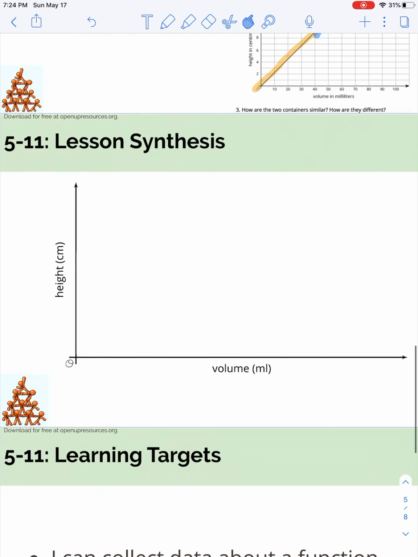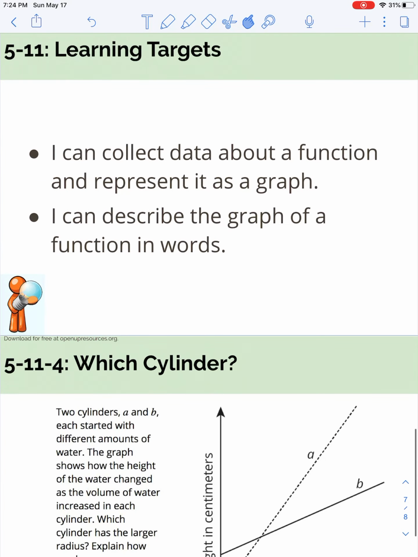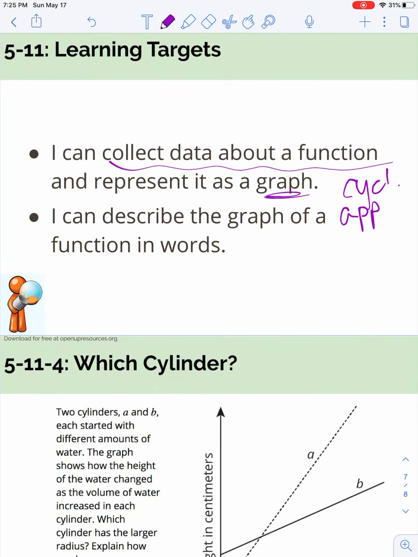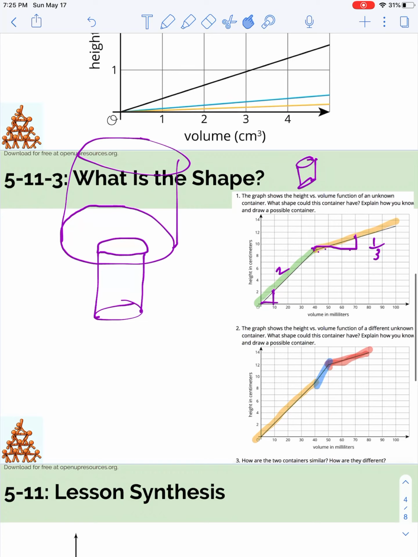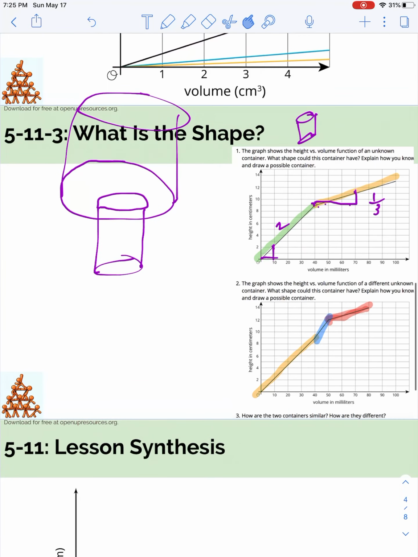Are we done? Yeah, I guess so. What do they want us to learn in this lesson? They want us to collect data about a function. So this part, collecting data about a function, was the cylinder app that we went to. We graphed it. And then describe the graph of a function in words. I guess that's what we did in this activity, except we described the graph of a function in pictures. If you want to describe it in words, how I did for the second one, and not draw the picture and just write out what I said, that's totally fine, if that makes more sense to you.